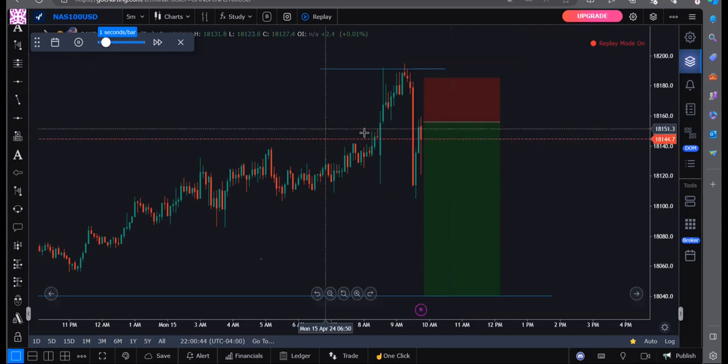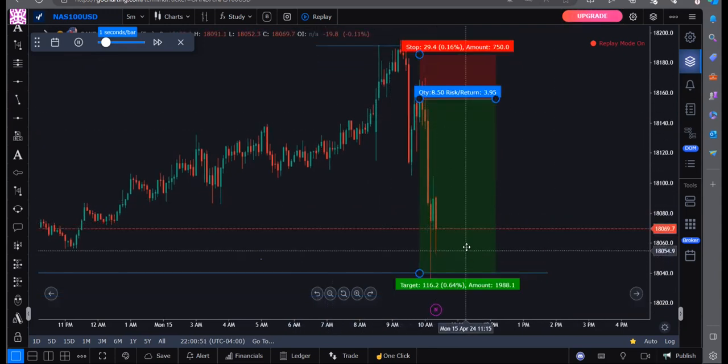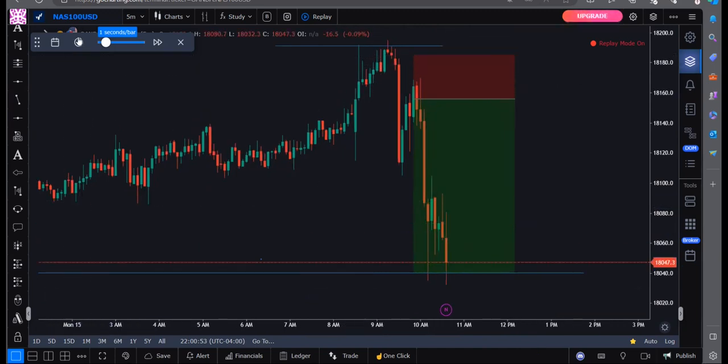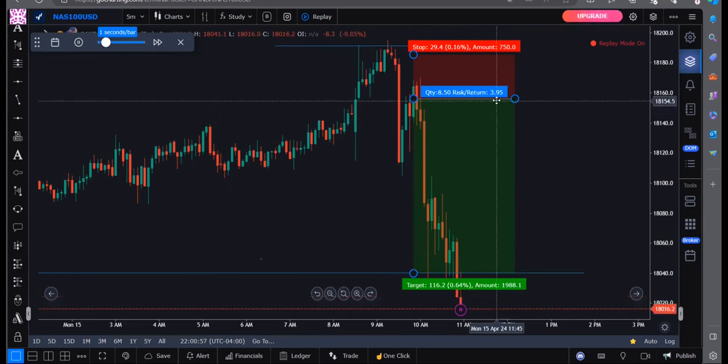Now we got filled, and we did get TP. Beautiful, beautiful trade. Let's see how far it goes. This trade was almost 1 to 4.